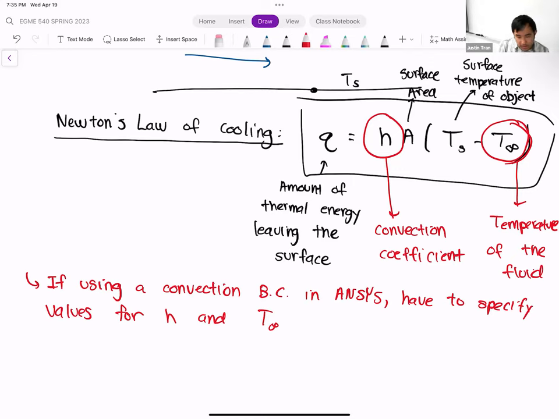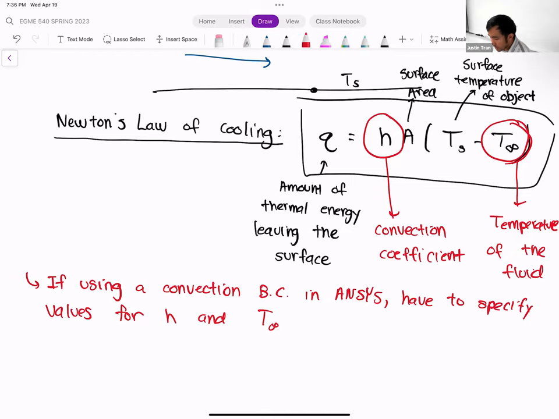So T infinity is usually not too hard to specify. For most cases, if your object is being exposed to normal air temperature, then you specify just whatever temperature the air is outside or whatever the temperature the air is in the room. Okay.